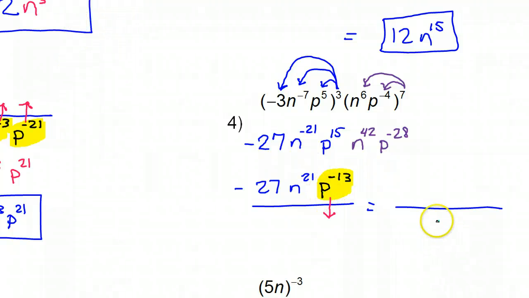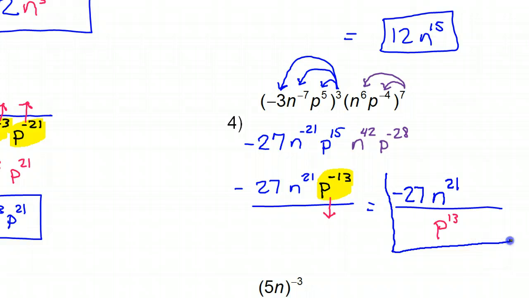So this will move down and become p to the positive 13 power down there. And everything else is going to stay where it was. So negative 27 n to the positive 21 power. And that will be your final answer. Right there for number 4. Okay.